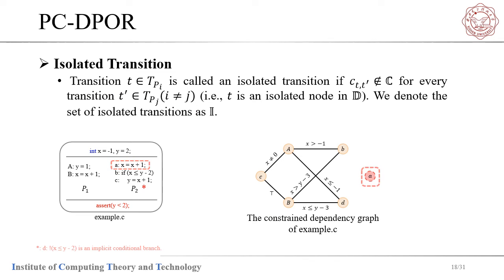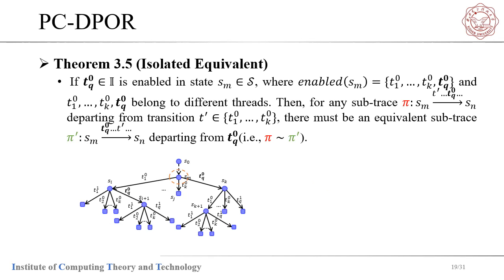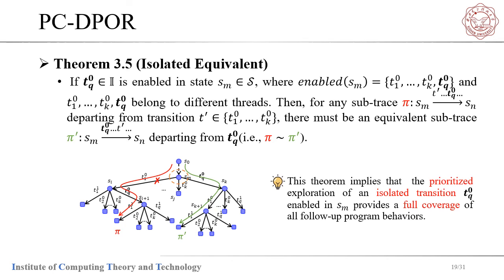From the obtained constraint dependency graph, we notice that some nodes do not connect with other nodes. We refer to these nodes as isolated transitions. We have proved that if a state S enables an isolated transition T and transitions T' of other threads, then for any subtrace pi departing from transition T', there must be an equivalent subtrace pi' departing from T. It means that we can safely delay the exploration of other transitions T' enabled at state S if an isolated transition T is also enabled at state S.